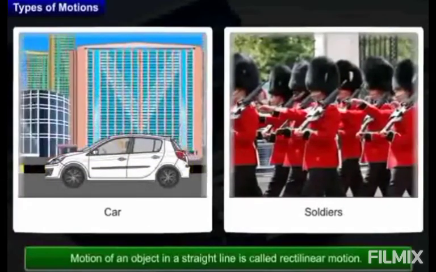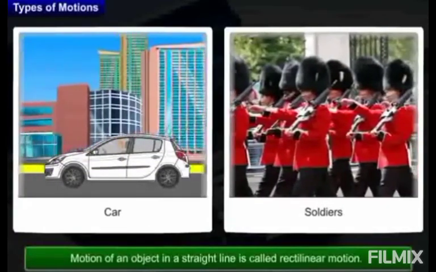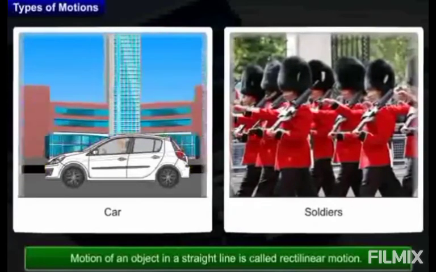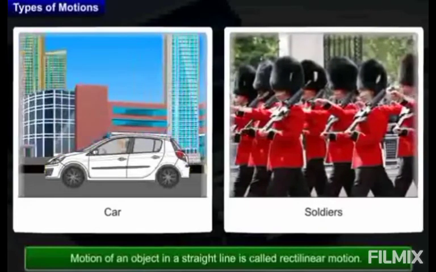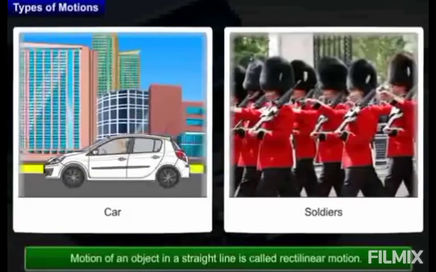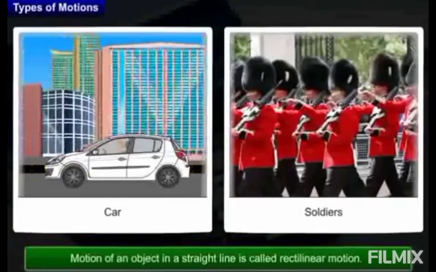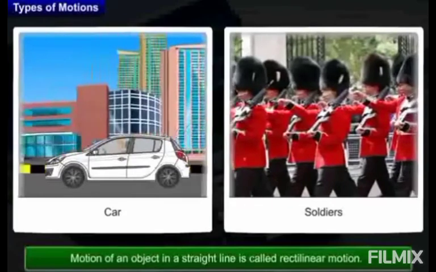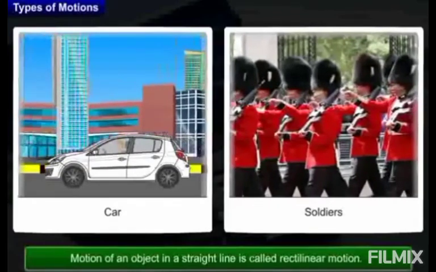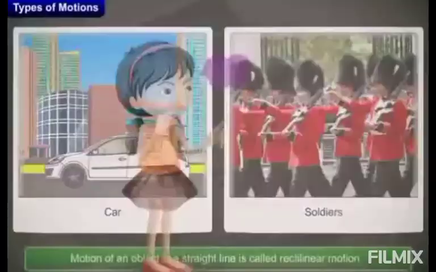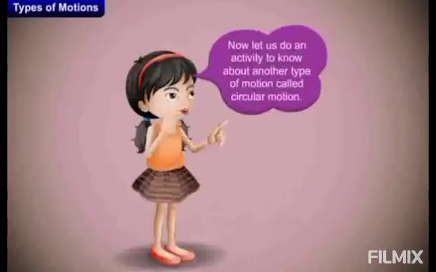This is the motion of a car in a straight line. The parade of soldiers, etc., are in a straight line. These types of motion are known as rectilinear motion. The motion of an object in a straight line is known as rectilinear motion. Motion of a car in a straight line, then the parade of soldiers. All of this we have seen is in a straight line.